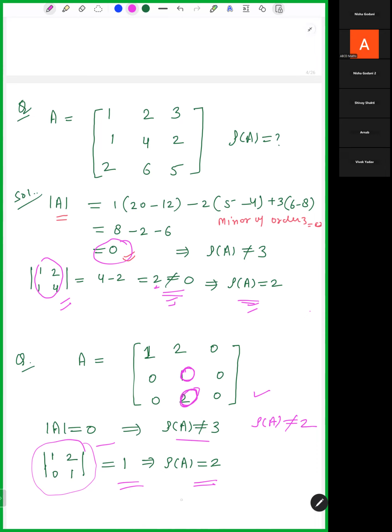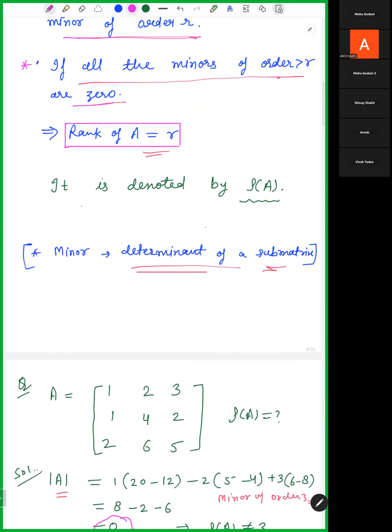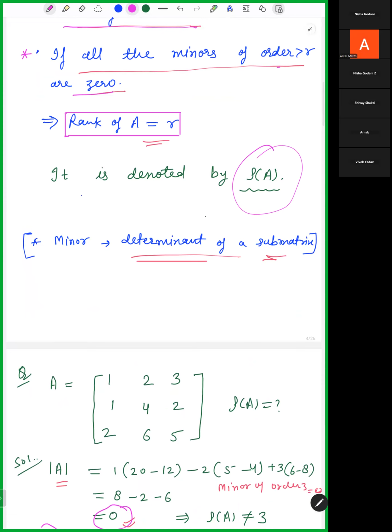So you have only submatrices of order 1. You take either 1 or 2. The determinant of this one-element matrix is 1, and here the determinant is 2. So you have a submatrix of order 1 which gives you a non-zero determinant. In that case, the rank of the matrix will be 1. This is the notation: rho A means rank of A. Are you getting this point?